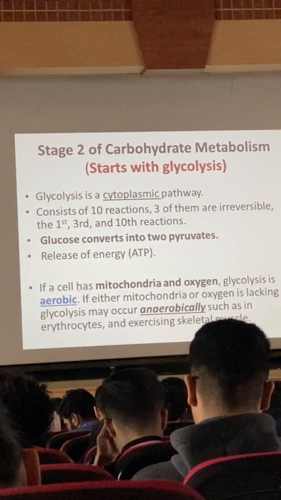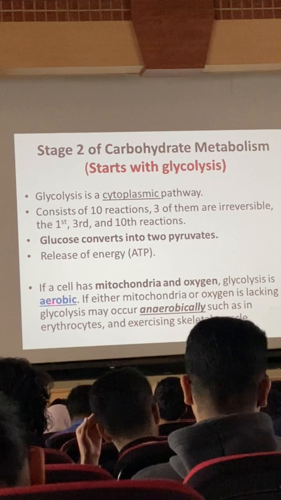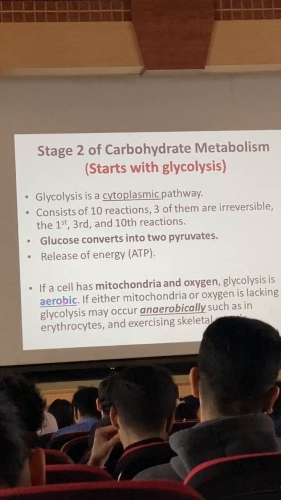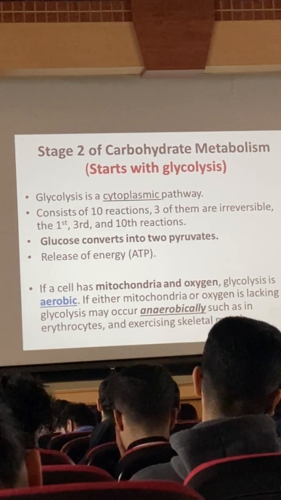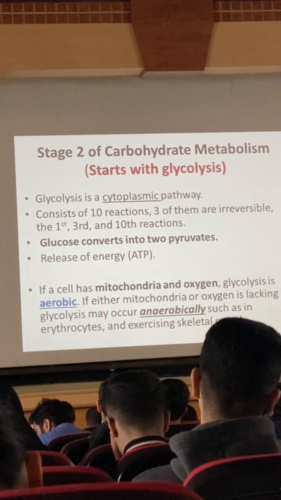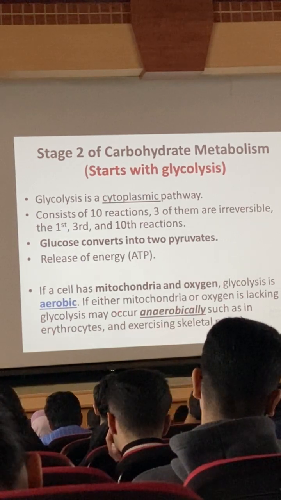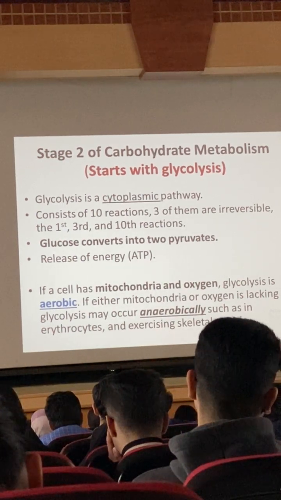So, if the cell has mitochondria and oxygen, glycolysis is aerobic, and pyruvate enters the tricarboxylic acid cycle. If either mitochondria or oxygen is lacking, glycolysis may occur anaerobically, and the end product is lactate or lactic acid.